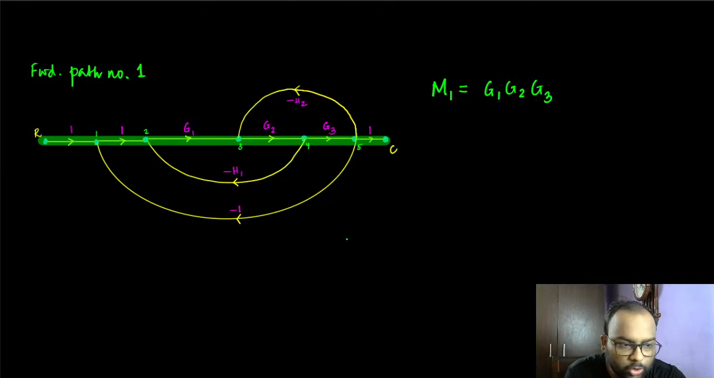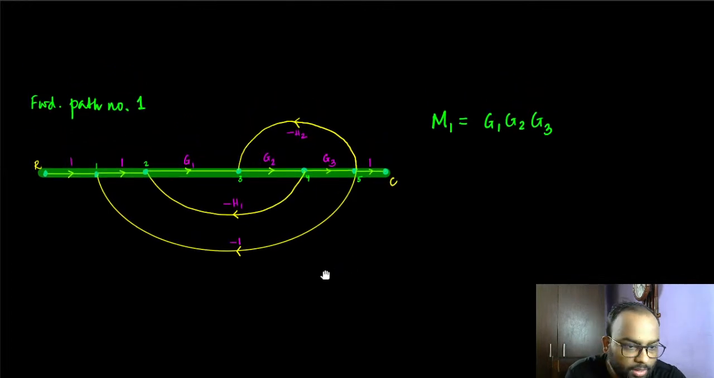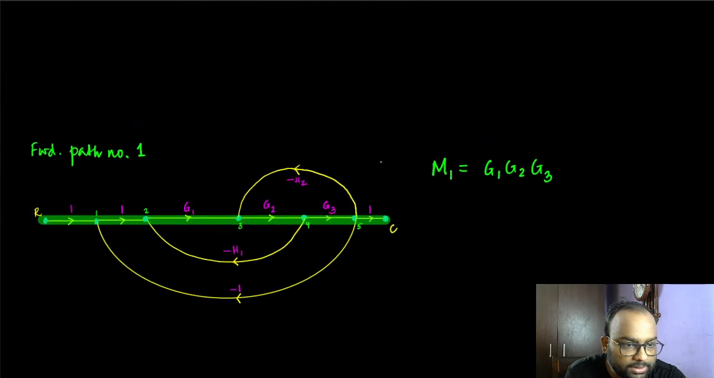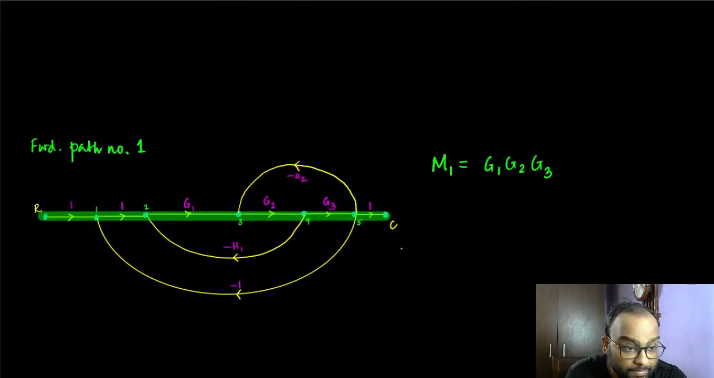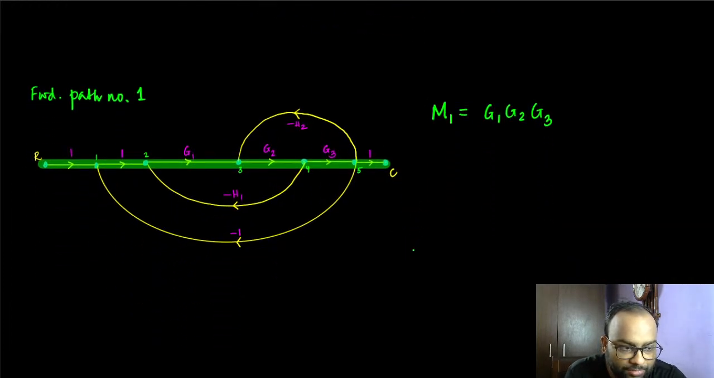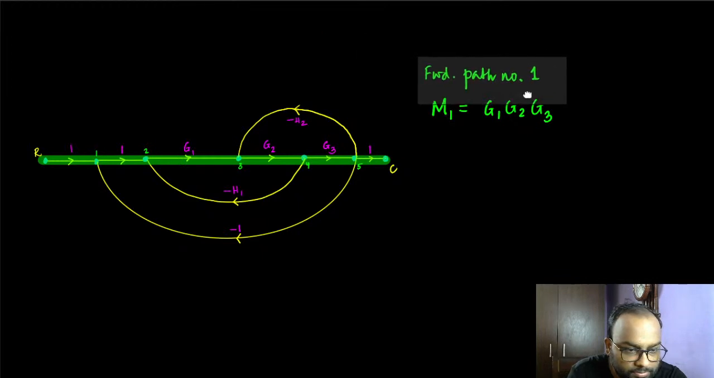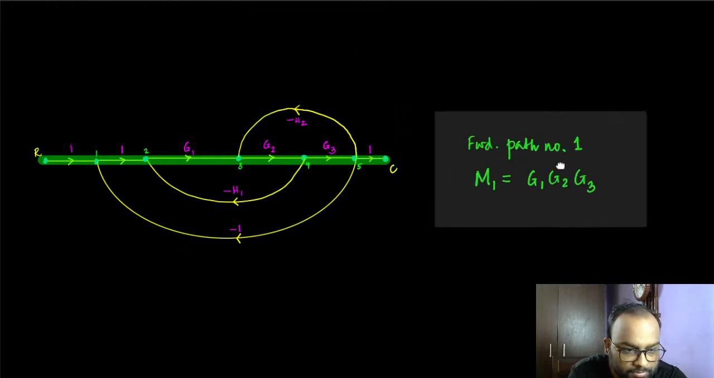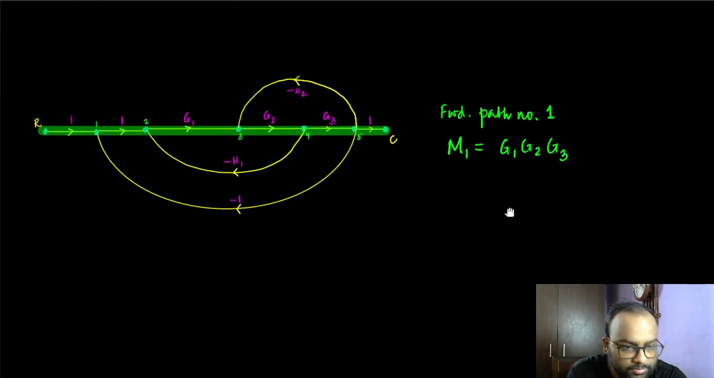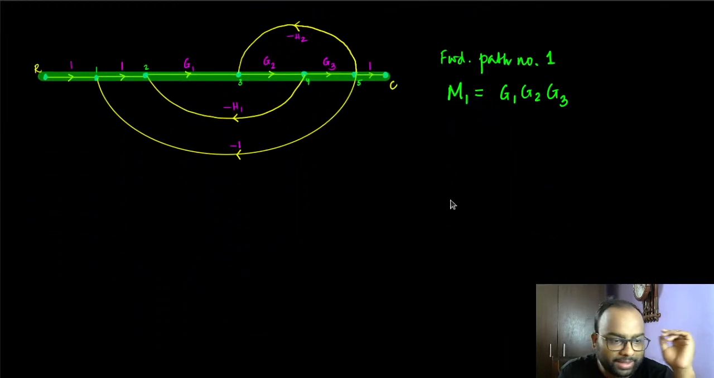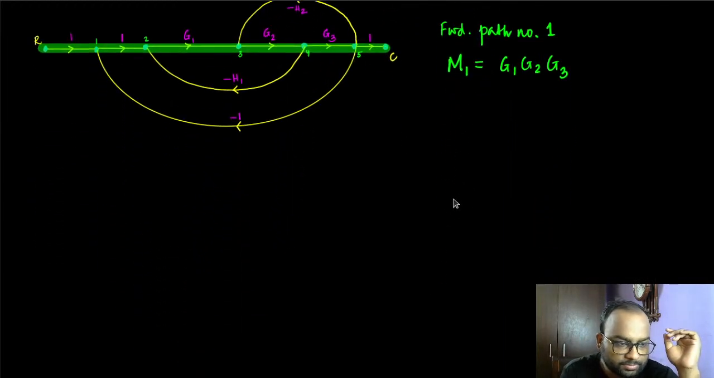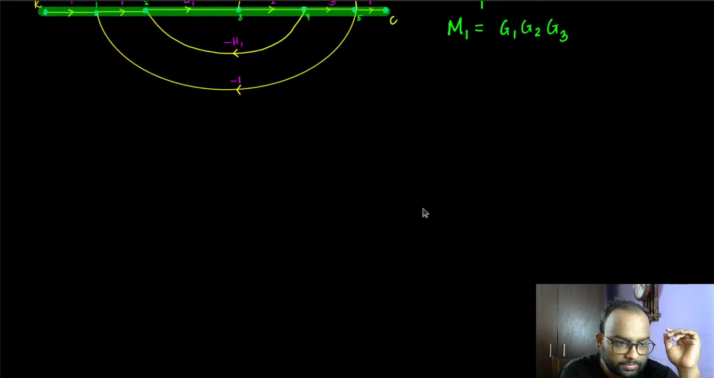Almost all of you are correct here, right? So that's fine, I guess. No problem there. Any confusion in this one? That's your forward path number 1. That's the only forward path you have in this.